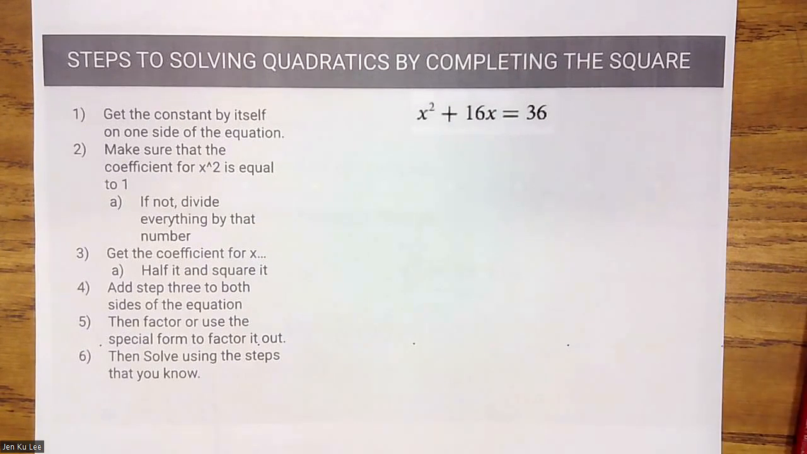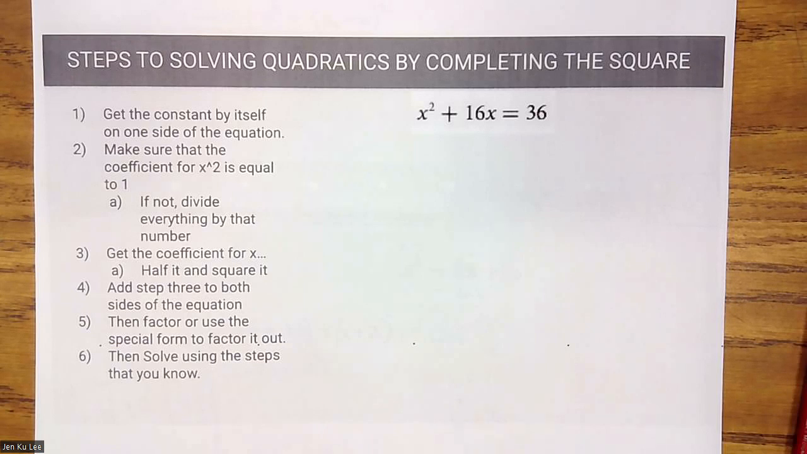Step number 1 is to get the constant by itself on one side of the equation. I don't care if it's the left side or the right side, as long as it's on one side of the equation by itself. Step 2 is to make sure that the coefficient for x squared is equal to 1. If not, then we do have some steps to get rid of it or to make sure that it is equal to 1.